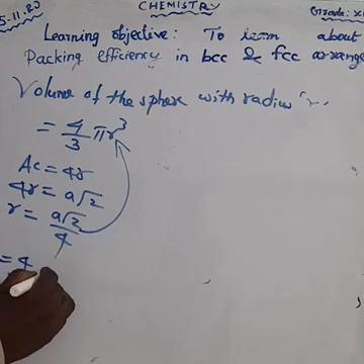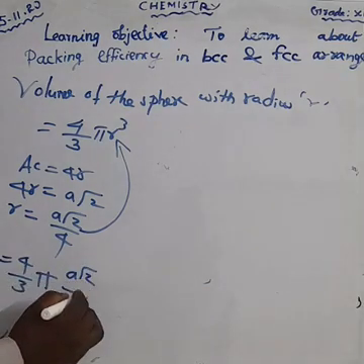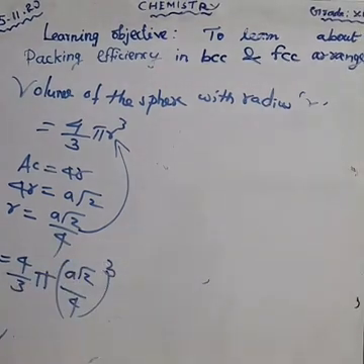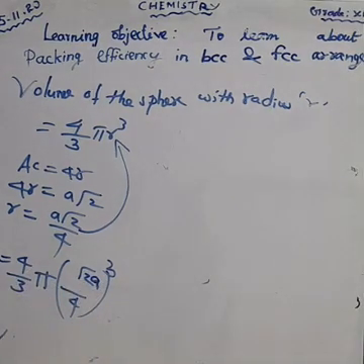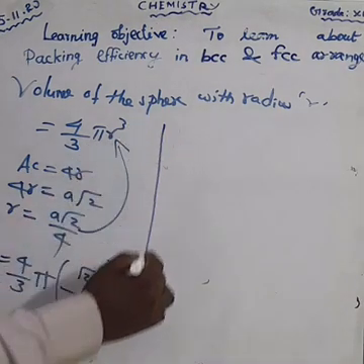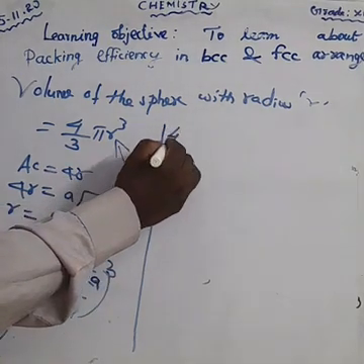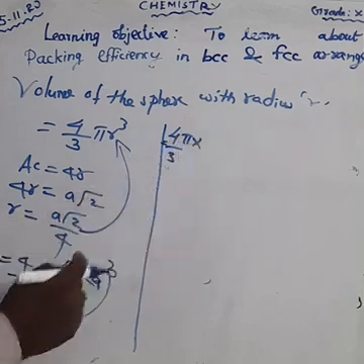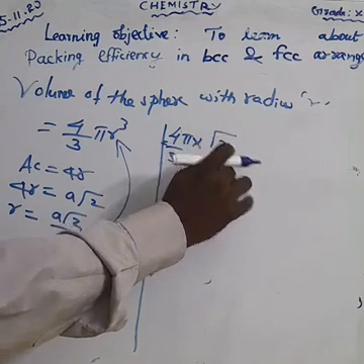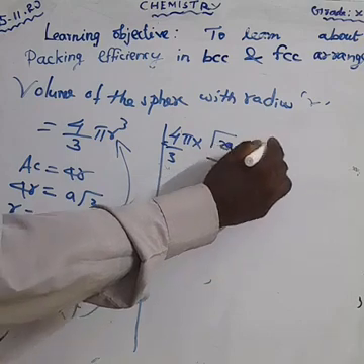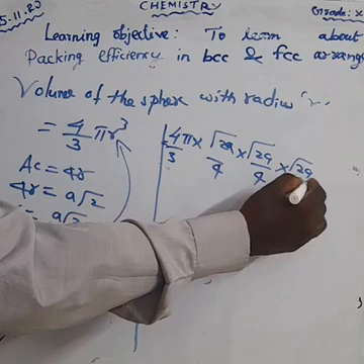4 by 3 pi, a root 2 by 4, cube. Okay? 4 by 3 pi, root 2a by 4, okay, this is the correct form. That means 4 by 3 pi into root 2a by 4 into root 2a by 4 into root 2a by 4.